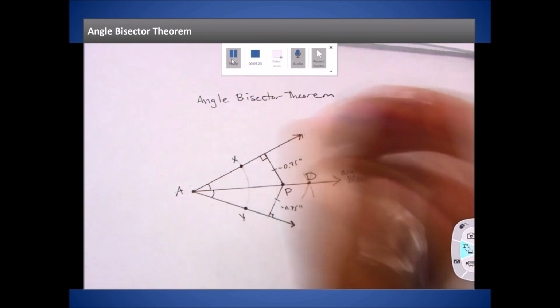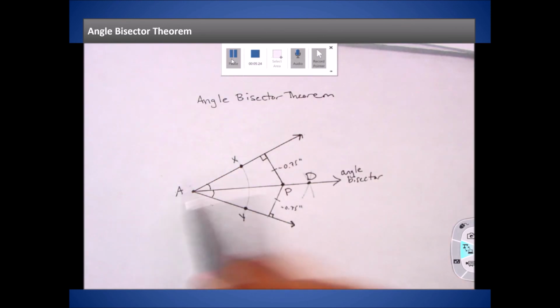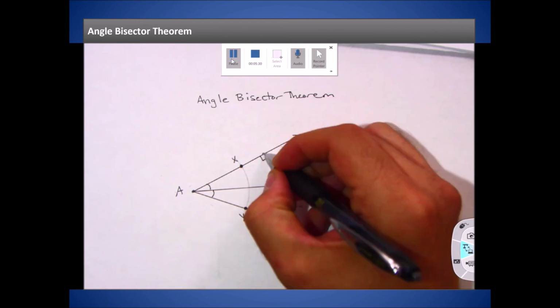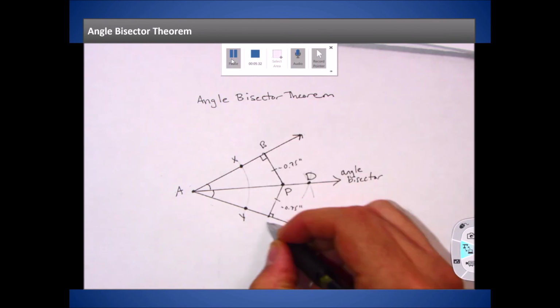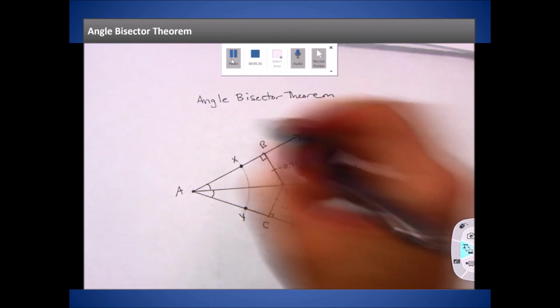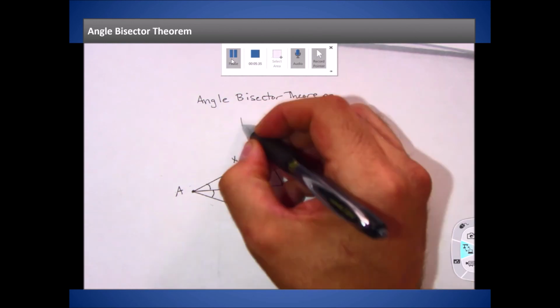And this works regardless of where you're doing it, whether you're at point D or point B. And we'll call these B and C. So that means PB is congruent to PC.